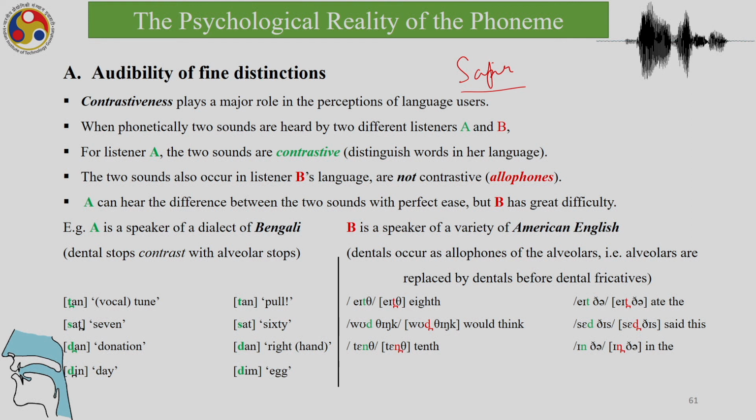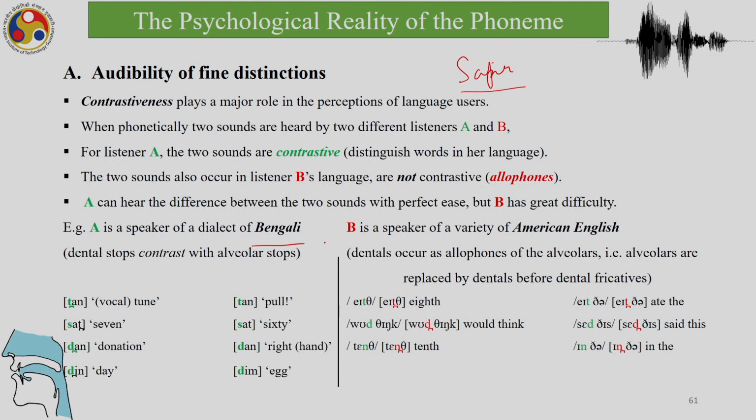So contrastiveness plays a major role in the perception of language users. When two sounds are heard by two different listeners A and B, for listener A the sounds are contrastive; they distinguish different words in her language. The sounds also occur in listener B's language but are not contrastive; they are allophones. A can hear the difference between the two sounds with perfect ease, but B has great difficulty. Remember, the sounds occur in both A's as well as B's languages. Why is it easier for A to hear the difference, and why is it difficult for B to hear it?